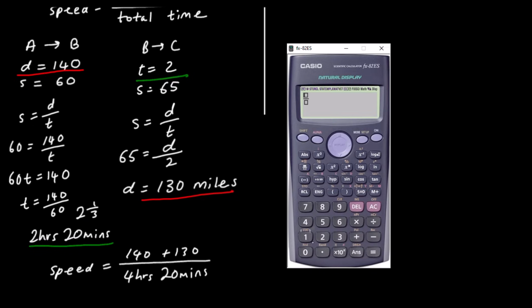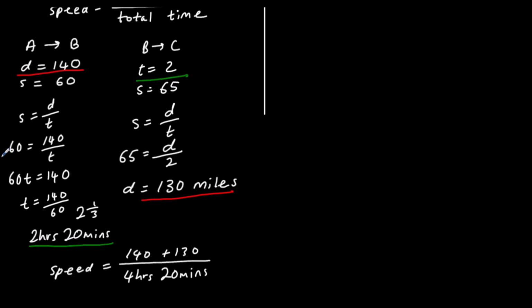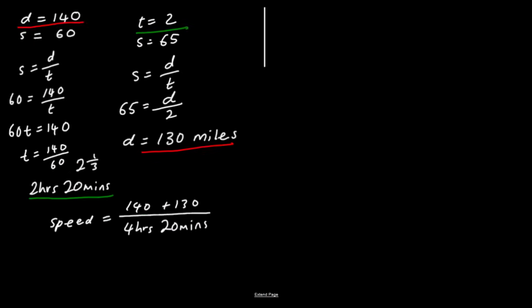So we have 140 plus 130 over 4 hours and 20 minutes, or 4 1/3 as a fraction. So that gives us 62.3 to 1 decimal place. We'll give our answer to 1 decimal place, 62.3 miles per hour to 1 decimal place.